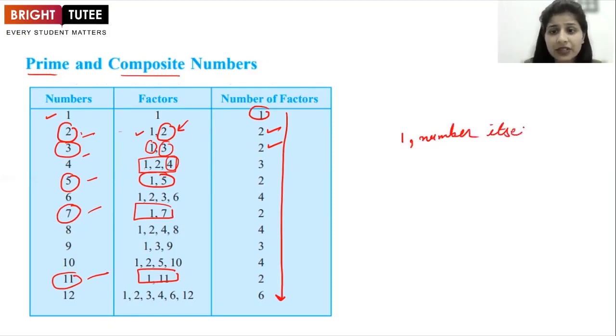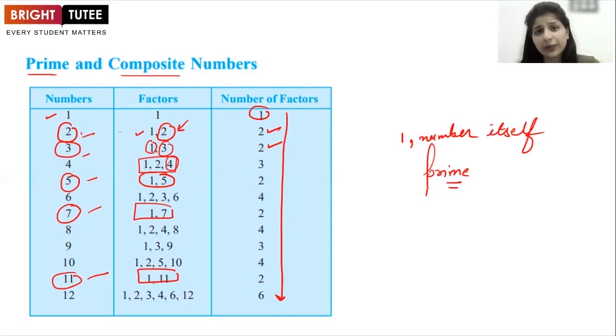Such kinds of numbers, students, are known as prime numbers. So what are prime numbers? Prime numbers are the numbers other than 1, because 1 is not a prime number. 1 has other properties, it has just one factor and nothing other than it. So 1 is actually neither prime nor composite. 1 is a separate category.